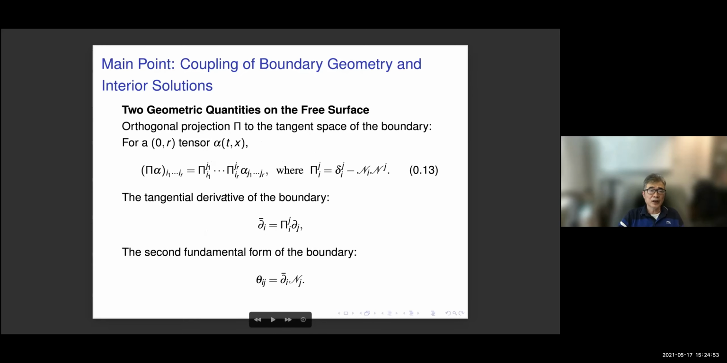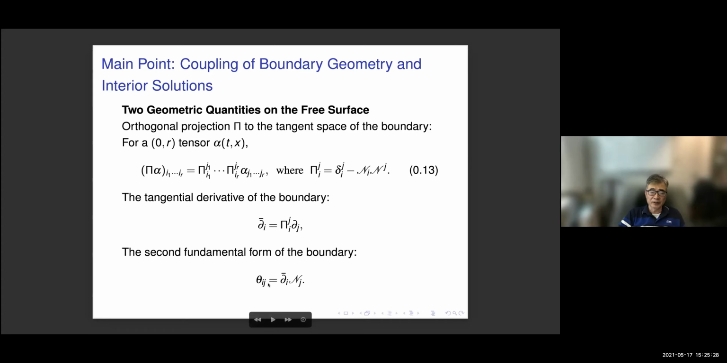Okay. So the main point of this free boundary problem, and also of the incompressible Euler equation, is a coupling of boundary geometry and the interior solution. In this problem, there are two geometric quantities on the free surface that are important. One is the second fundamental form. Another one is the injectivity radius of the normal exponential map.